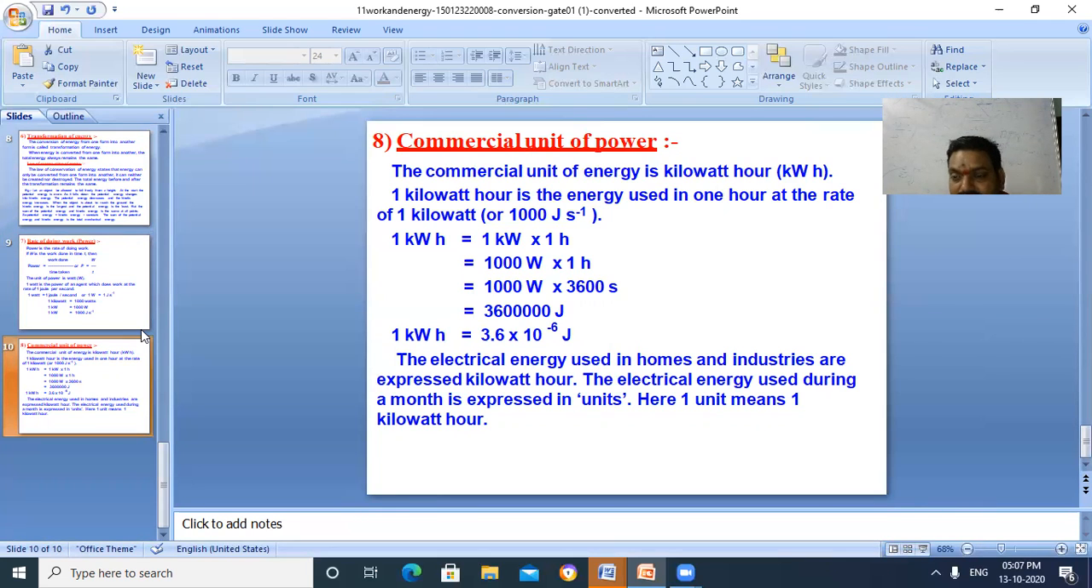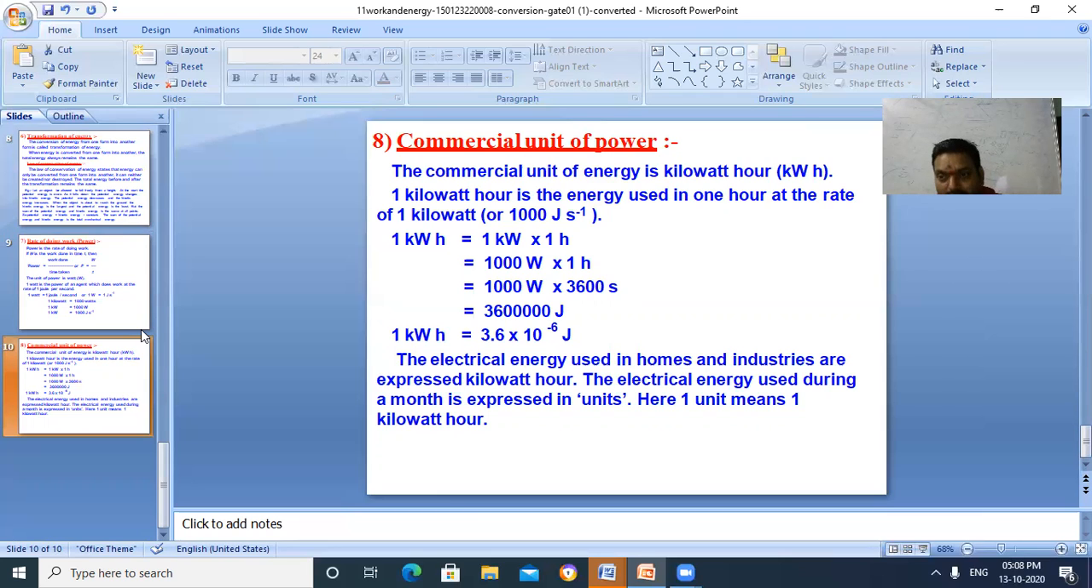Again, 1 hour consists of 3600 seconds, 60 times 60, so we can also convert it into joules. In terms of joules, it is going to be 3.6 into 10 power 6 joule. This is electrical energy, very commonly used in our domestic electrical systems, and is considered to be 1 unit. So here 1 unit means 1 kilowatt hour. This is how it is considered, and as per it, it is billed.